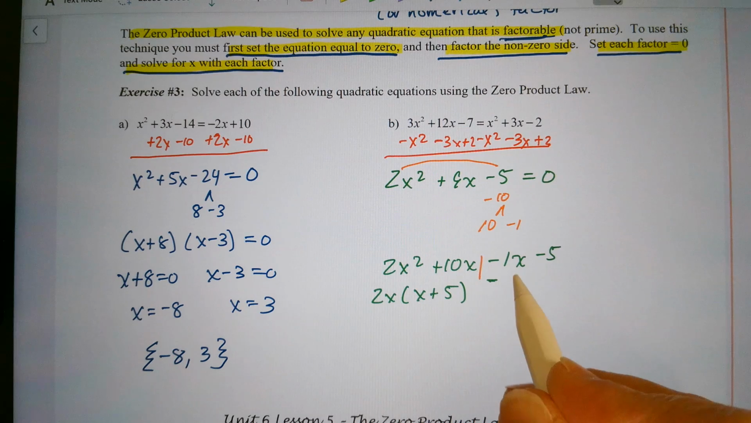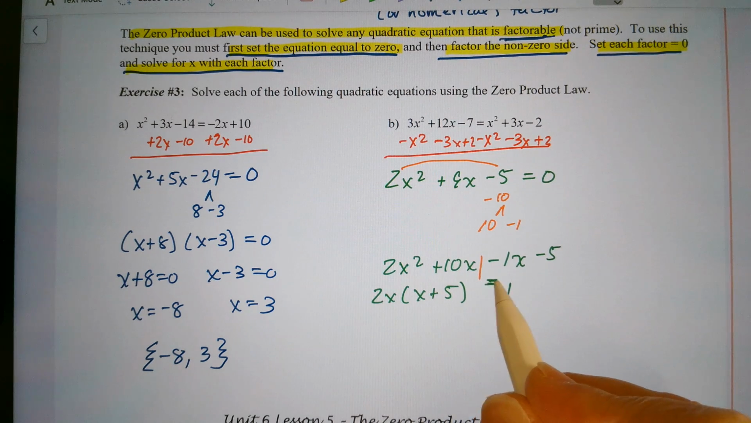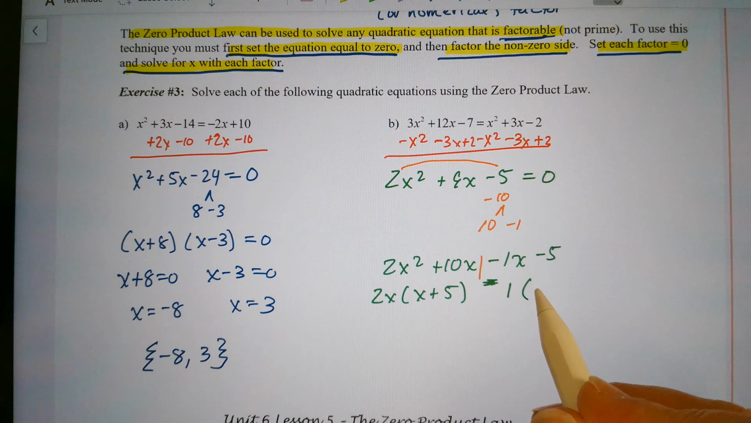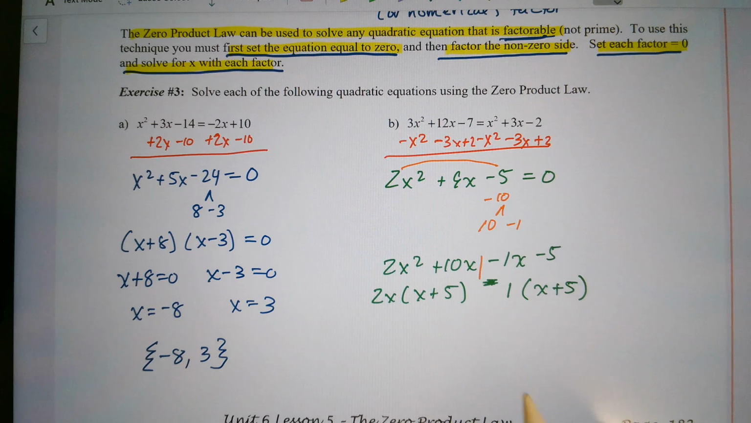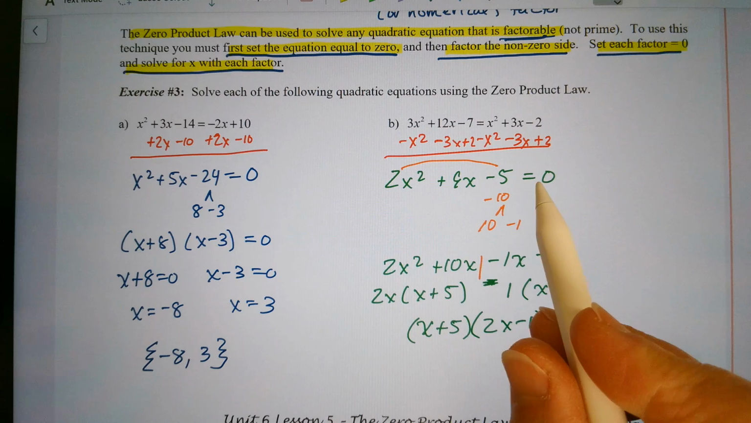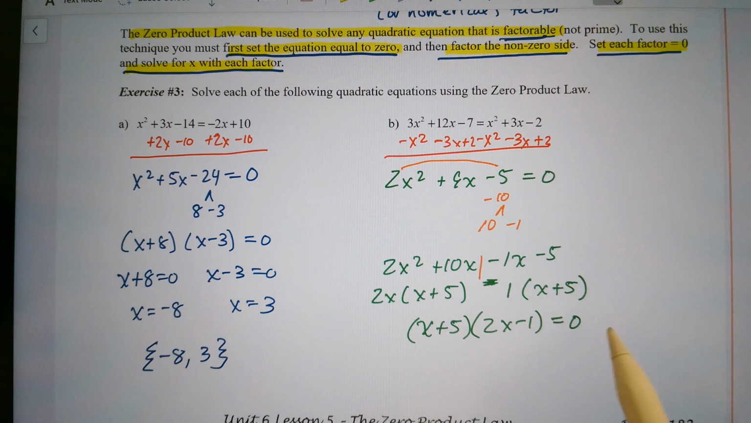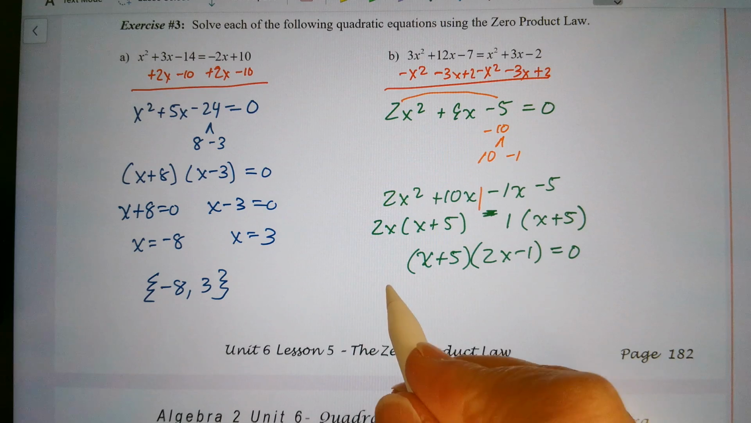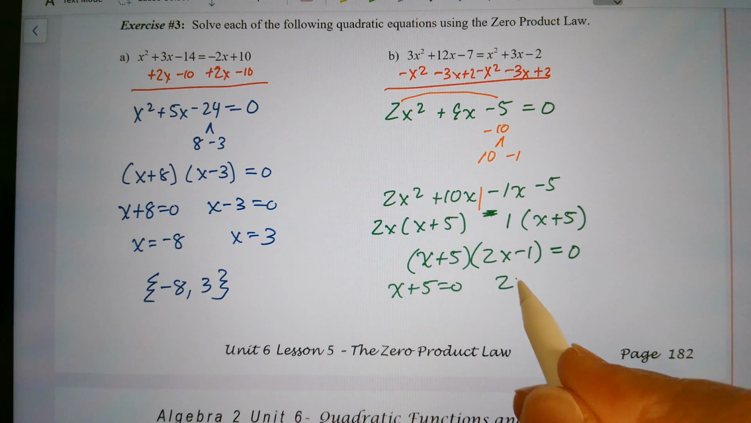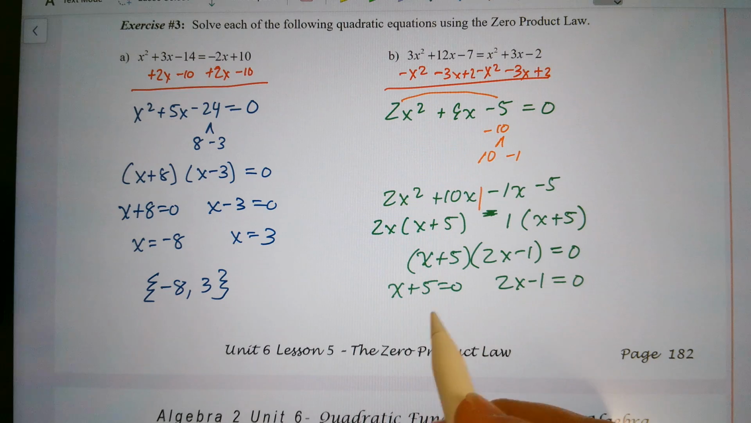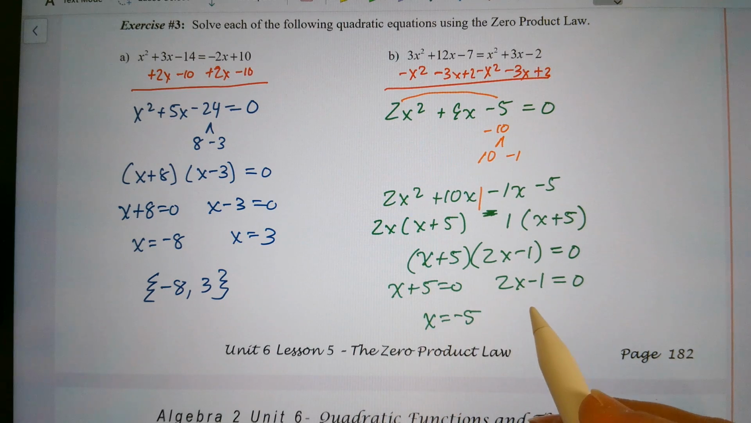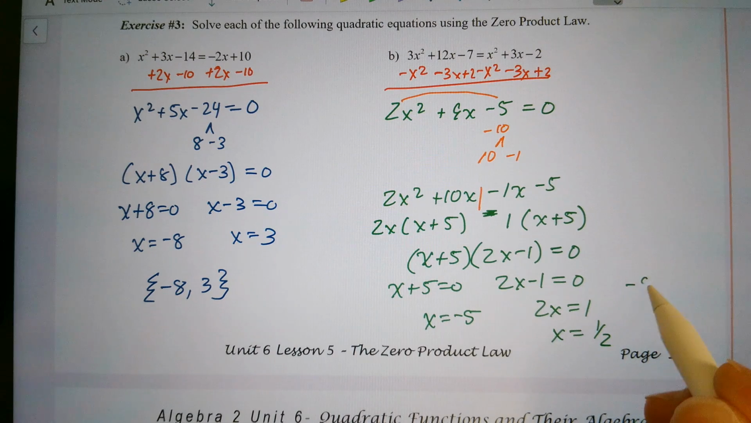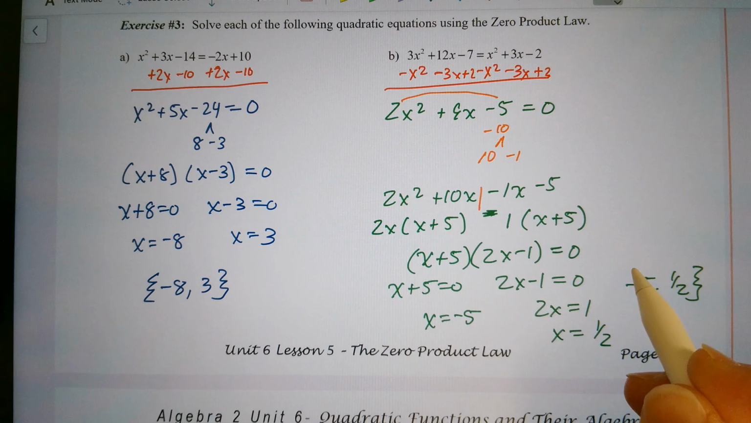Plus 5 in parentheses, and what's common here is 1, but we're really taking out a negative 1, so that is x plus 5 in parentheses as well. So x plus 5 is one factor, and what's outside, the 2x minus 1, is our other factor. Let's go back to our equation, equals 0. Now we set each factor equal to 0. Subtracting 5 from both sides, x equals negative 5. Adding 1, and then dividing by 2. So we have negative 5 and 1/2 as solutions.